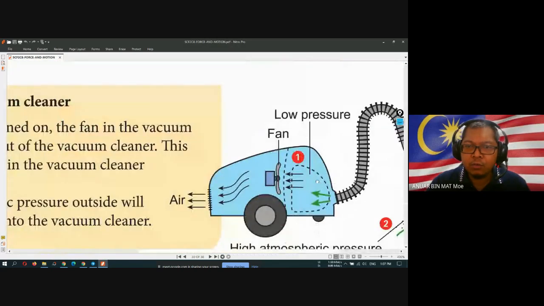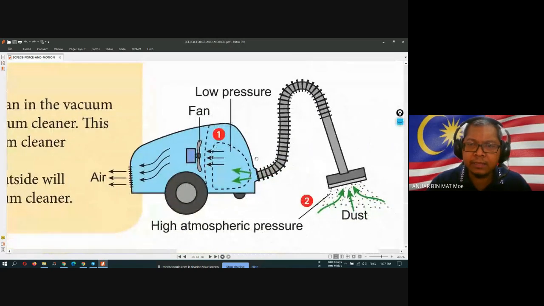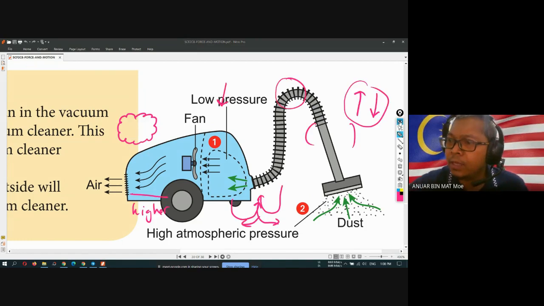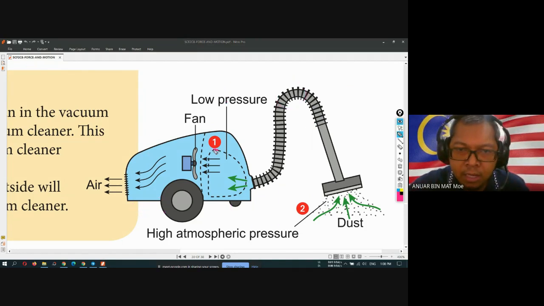Then the vacuum cleaner. This is another example of the application of air pressure in daily life. We are using a vacuum cleaner. We have the fan over here. The fan will suck all the air inside the container. There is a room over here, a container for collecting the dust. And inside here we have a filter. If we do not have any filter, the fan will suck all the dust inside the container.